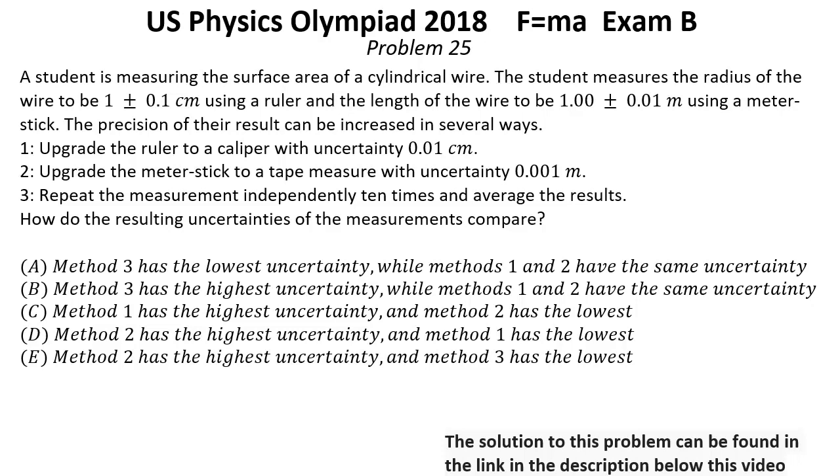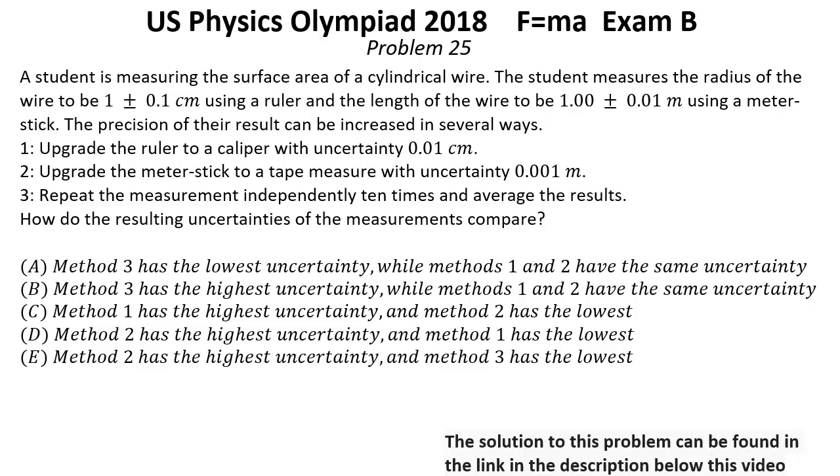The precision of their results can be increased in several ways. First one, upgrade the ruler to a caliper with uncertainty 0.01 centimeters. Second one, upgrade the meter stick to a tape measure with uncertainty 0.001 meters. Third one, repeat the measurement independently 10 times and average the results. How do the resulting uncertainties of the measurements compare?